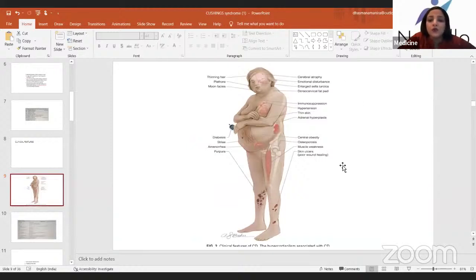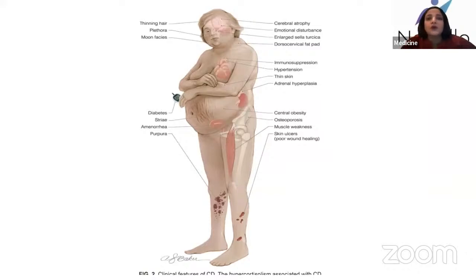So this is one more thing that you have to remember. There will be diastolic hypertension and prolonged persistent hypertension. Then there will be thinning of the skin, which will be very brittle, and there will be adrenal hyperplasia. There will be central obesity, and then osteoporosis, muscle weakness, skin ulcers, and very poor wound healing. Why? Because the patient will be very immunosuppressed. Muscle weakness will usually be proximal muscle weakness, and osteoporosis, because there will be decreased osteoblast activity.